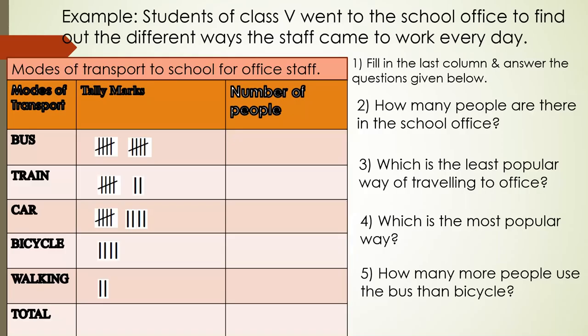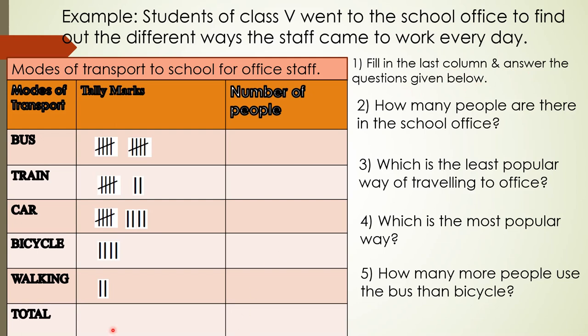Now let us try this example of a tally chart. Students of class 5 went to the school office to find out the different ways the staff came to work every day. Given below is the tally chart of modes of transport to school for office staff. Question 1. Fill in the last column and answer the questions given below.